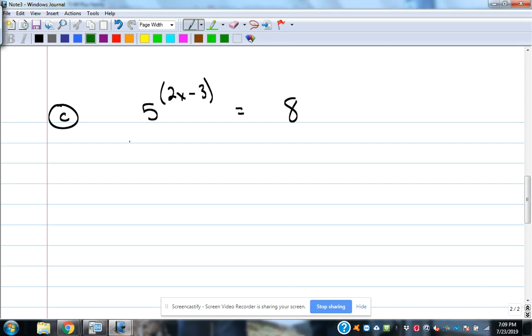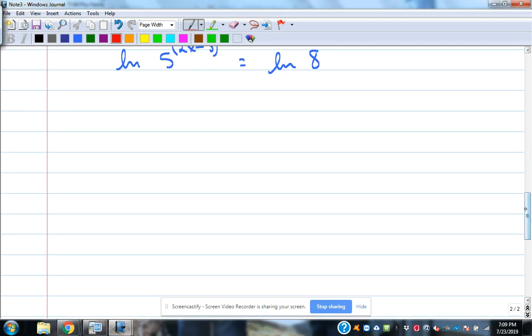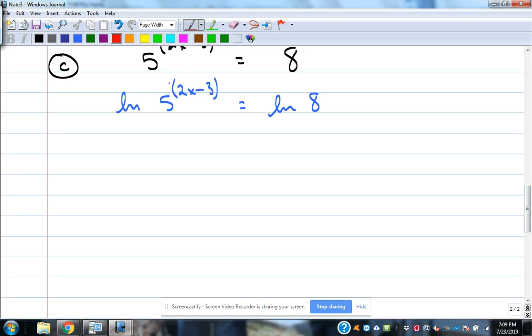So what I'm going to do is I'm going to take the natural log of each side. And then I'm going to do the same step. I'm going to bring this exponent out to the front. So I've got 2x minus 3 times the natural log of 5.